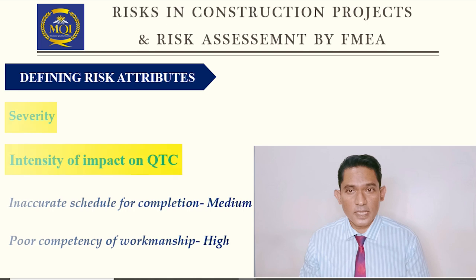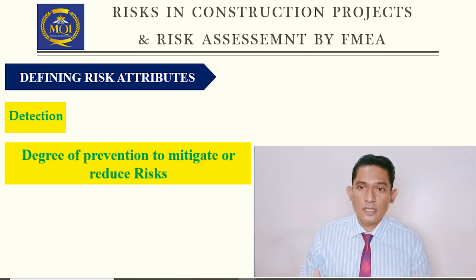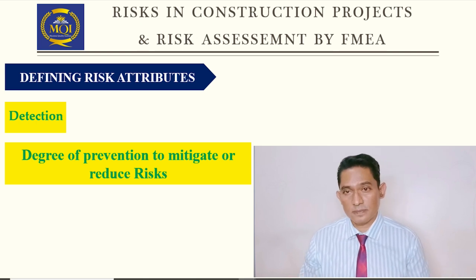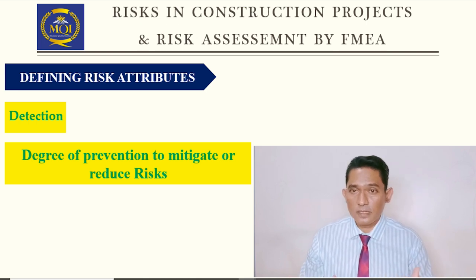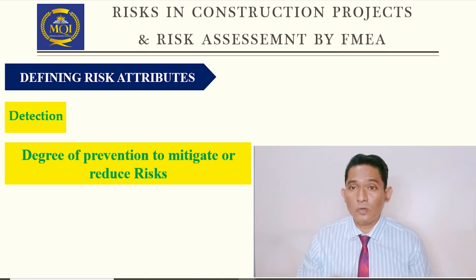The third one is detection. Detection means the extent of prevention to eliminate or reduce risks. If the detection level is higher, this means it can reduce the occurrence of the risk. So its value will be low.